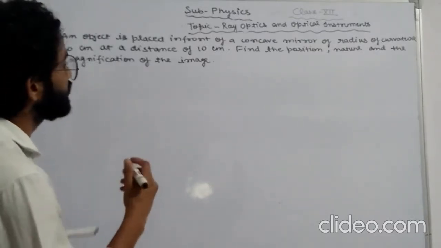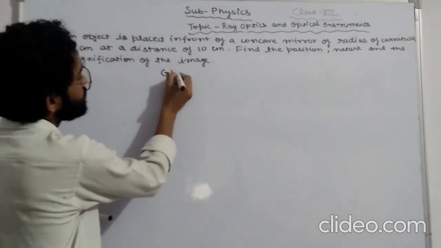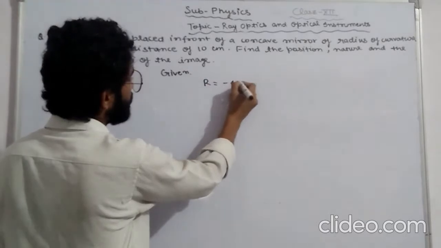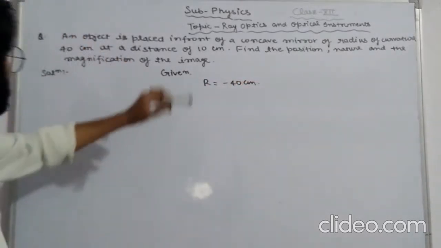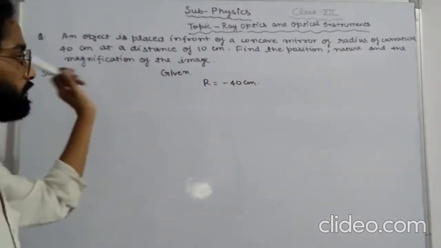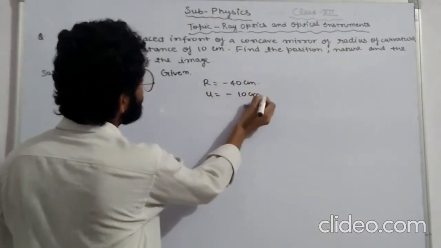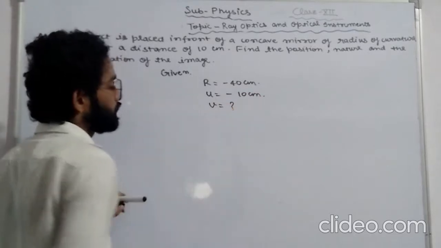Let us write the quantities which are given. That is, radius of curvature, that is minus 40 cm, because this one is a concave mirror and the radius of curvature would be negative. That is u is equal to minus 10 cm. V is to be found out.